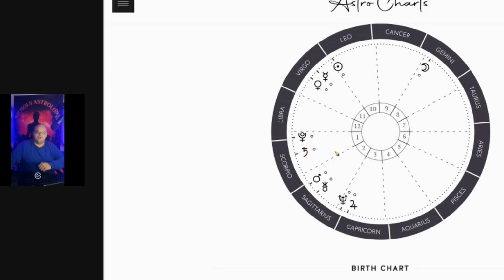All right. So that's it for the 10 planets. So we've got the sun, the moon, Mercury, Venus, Mars, Jupiter, Saturn, Uranus, Neptune, and Pluto. So again, this is my chart. This is where it is in my chart, so look at where it's at in your chart.